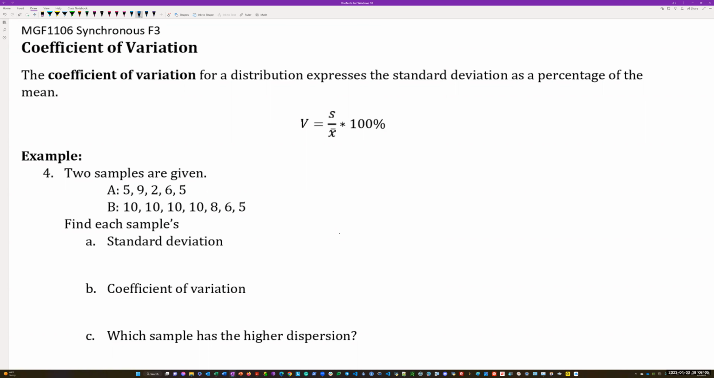All right, coefficient of variation. The coefficient of variation for a distribution is expressed as the standard deviation as a percentage of the mean. So in this case, all you really need to do is take the standard deviation and divide it by the mean value. This is really just a formula. So again, let's do it for one of these examples. Let's do it for example B this time.